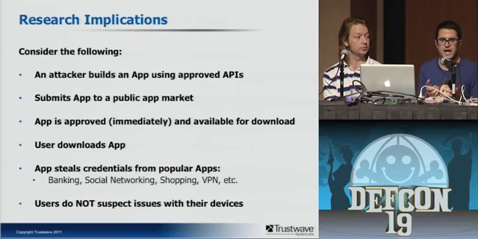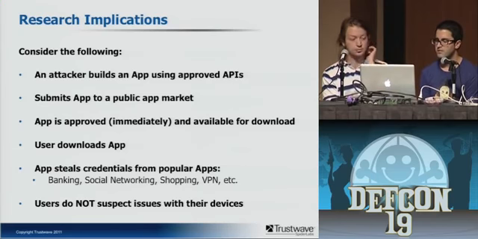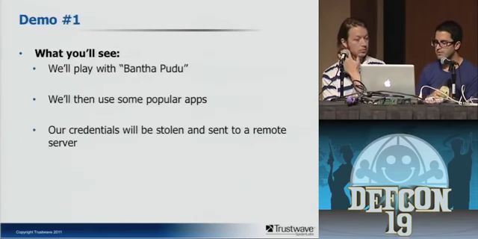An attacker builds an app using approved APIs. These are things that even if Google was doing some filtering within their app submission process, they wouldn't be able to detect. They submit the app to a public app market. The app is approved in the Google Market example. It's approved immediately and available for download. The user downloads the app. The app's able to steal credentials from popular apps. The users expect nothing with their device. And so that's exactly what we're going to show you.